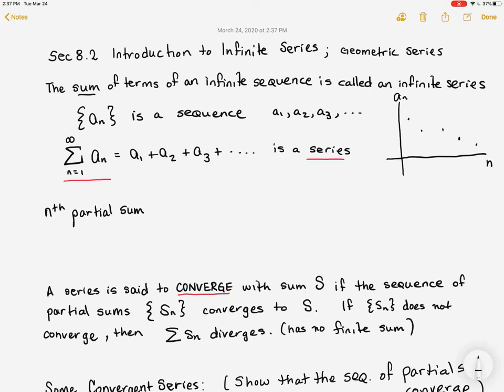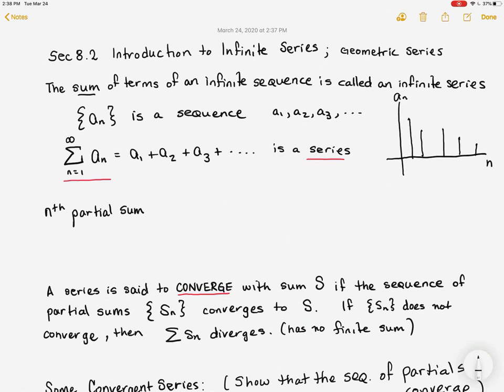So we can think of a series as being formed by taking these sticks of height a1, a2, a3, a4, and so on, taking those sticks and stacking them one on top of the other and getting a really long stick. If the length of that stick is finite, then we say that the series converges. But if that stick continues to grow without bound, then we say that the series diverges.